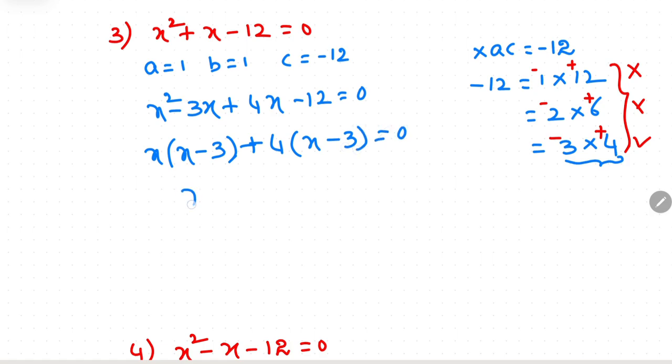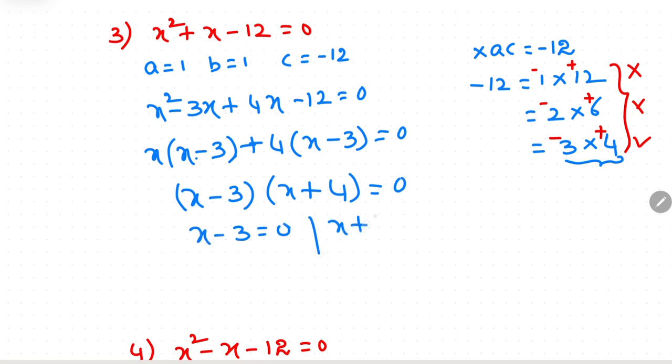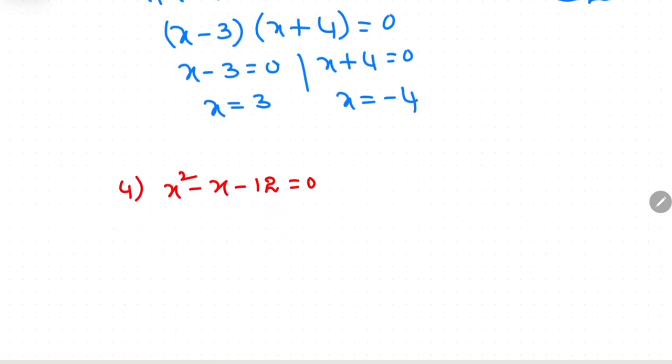So x minus 3 is common, so we are left with x plus 4 is equal to 0. Therefore x minus 3 is equal to 0, x plus 4 is equal to 0. Therefore x is equal to 3, x is equal to minus 4. Okay, it is the model number 3.